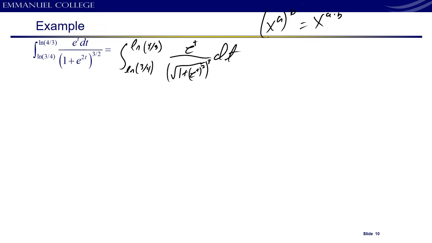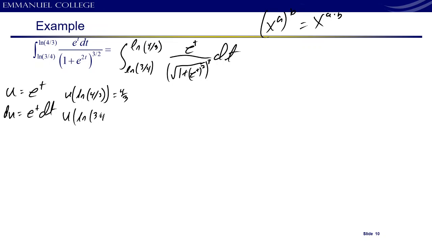So one thing we're going to do to make this easier at the start is we're going to let u be equal to e to the t. And if we do that, we get that du is e to the t dt. And then if I want to evaluate the upper bound, ln of e to the ln of 4/3, since they're inverses, it's just going to be 4/3. And then ln of 3/4 is just 3/4.